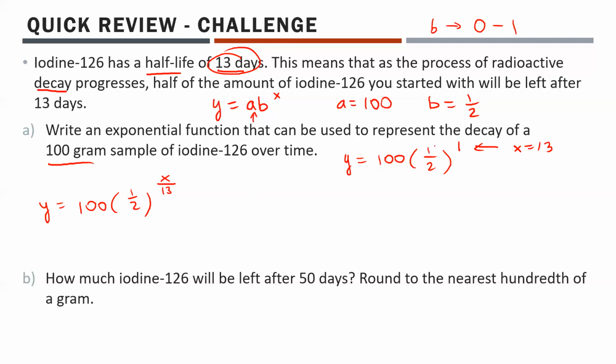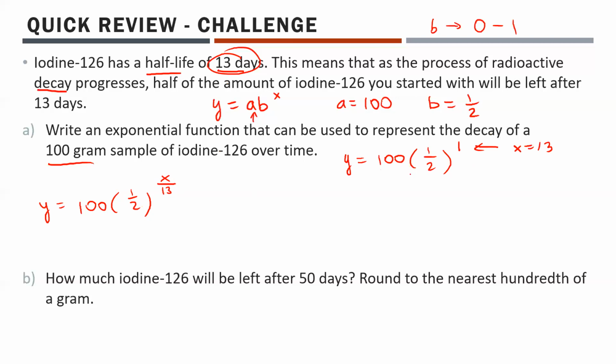Another way of looking at this is since you have half of it left over after 13 days, imagine if you went another 13 days, so 26 days in total. If x was 26, we'd have 26 divided by 13, which is 2, so you'd be chopping it by 1/2 twice, right? And that's exactly how half-life works.